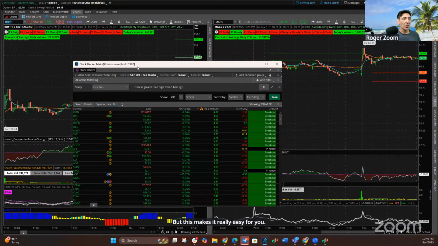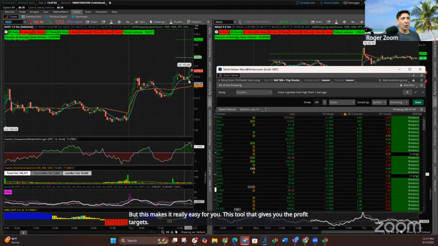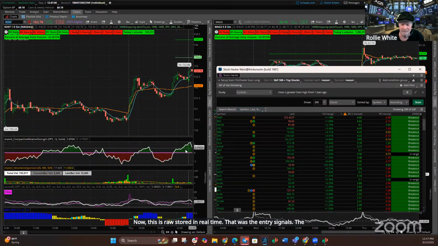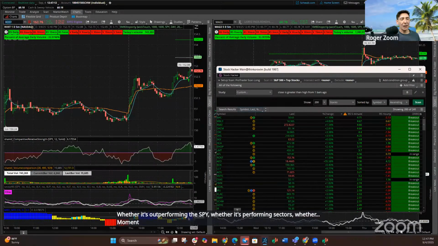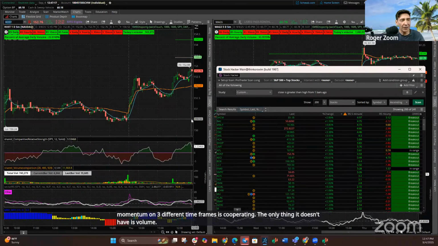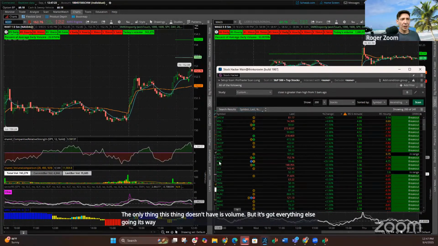This tool gives you the profit targets. Now, this is Ross Store in real time. That was the entry signals, the arrows, whether it's outperforming the SPY, whether it's outperforming sectors, whether momentum on 3 different time frames is cooperating. The only thing it doesn't have is volume. But it's got everything else going its way, including relative strength.